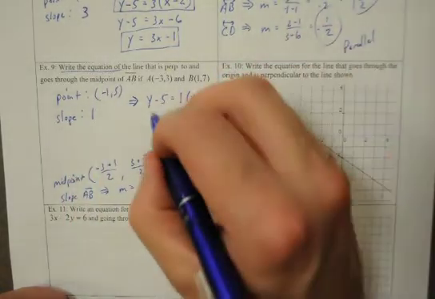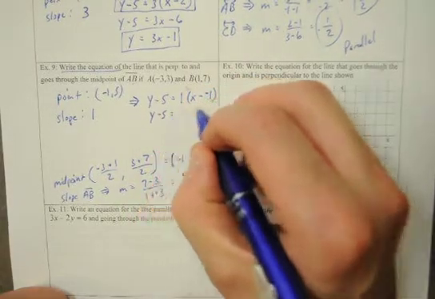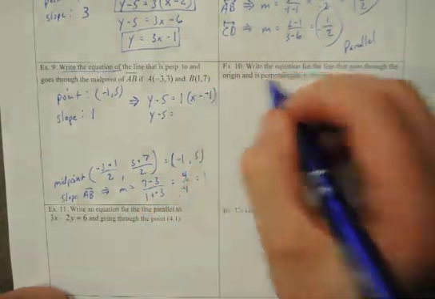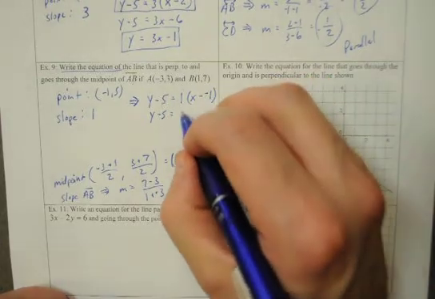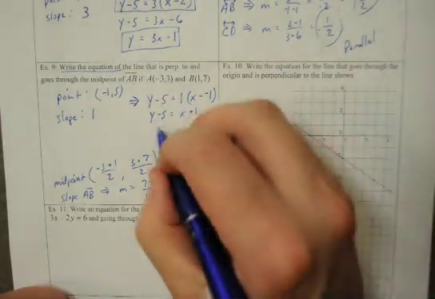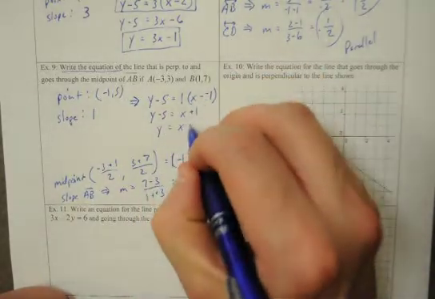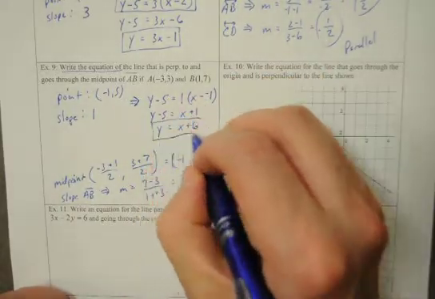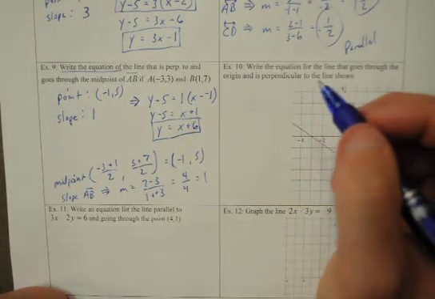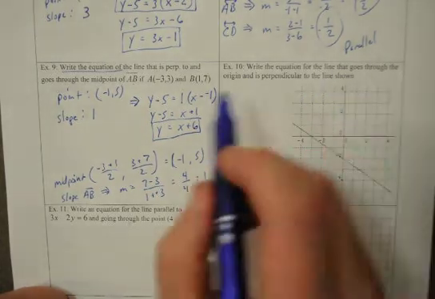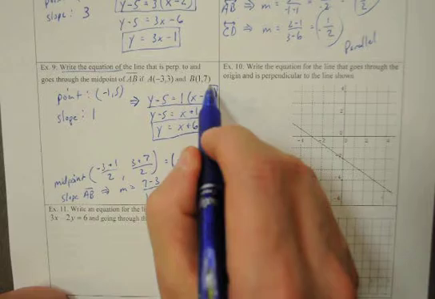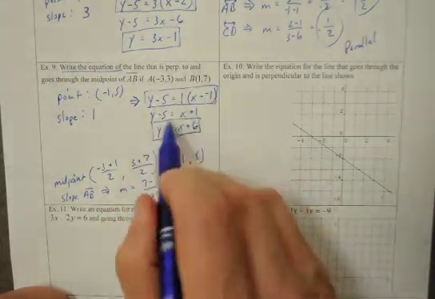Let's make it pretty. You can distribute your x, that doesn't do anything. That's just x plus 1. And it's y equals x, add the 5, plus 6. There's the equation in slope-intercept form. Here's the equation in point-slope form, and here's the equation in slope-intercept form.